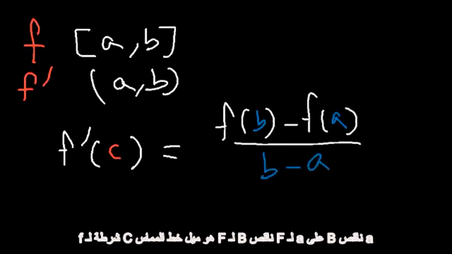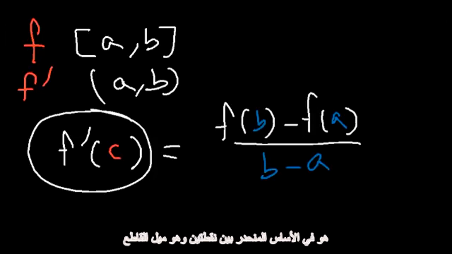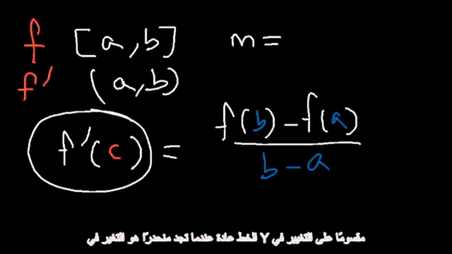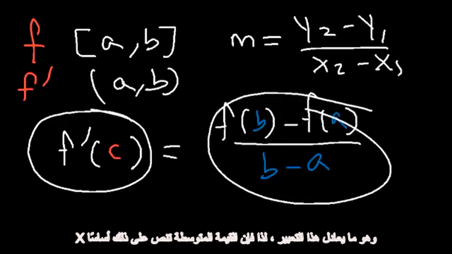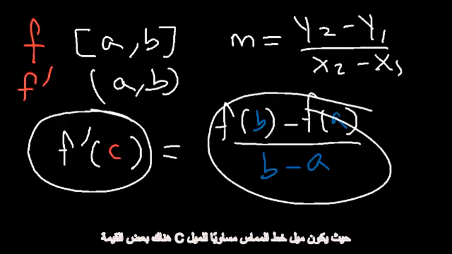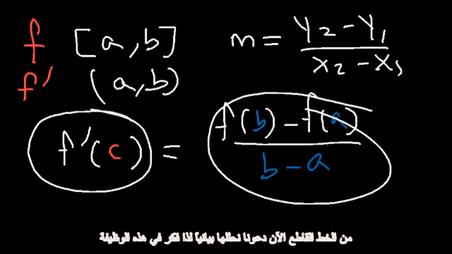f prime of c is the slope of the tangent line. f of b minus f of a over b minus a is basically the slope between 2 points, which is the slope of the secant line. Typically, when you find a slope, it's the change in y divided by the change in x, which is equivalent to this expression. So the mean value theorem basically states that there is some value c where the slope of the tangent line is equal to the slope of the secant line.